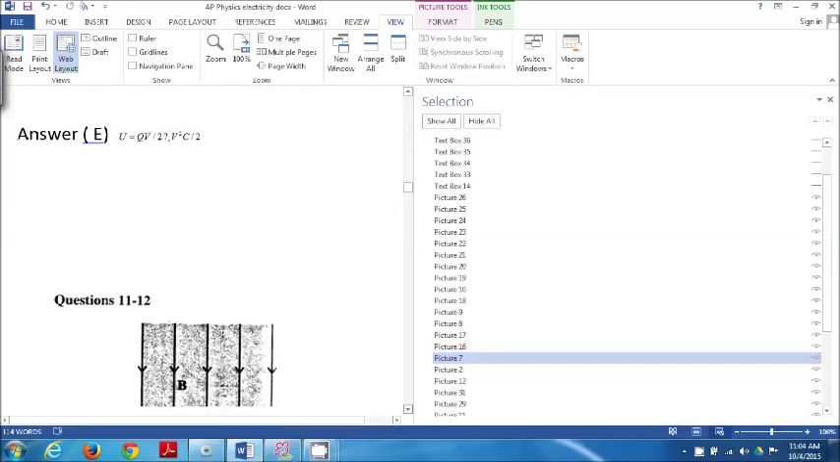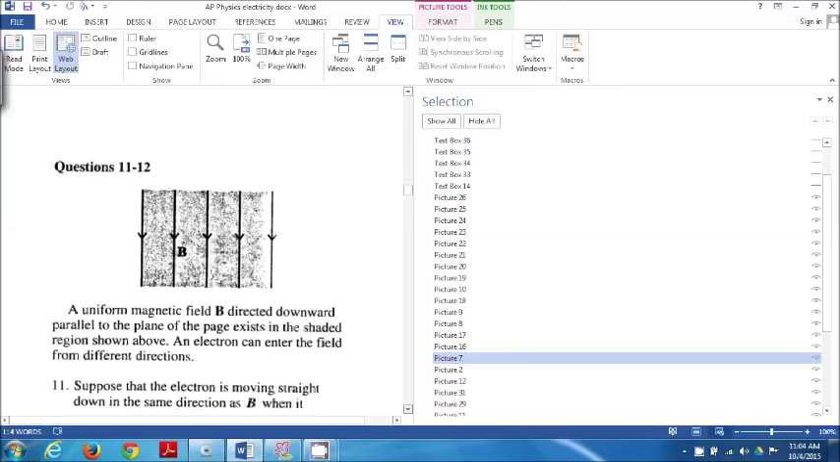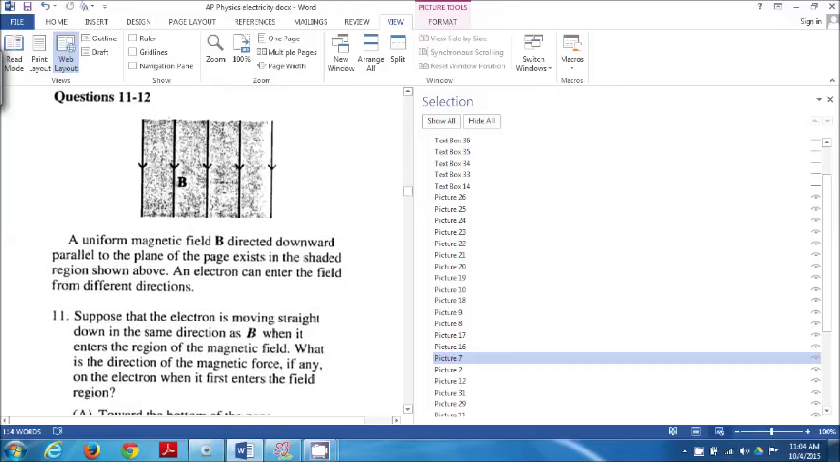(11 and 12). A uniform magnetic field B directed downward parallel to the plane of the page exists in the shaded region. That is this side, and here it is not there. So an electron can enter the field from different directions. It can enter like this, in all directions.